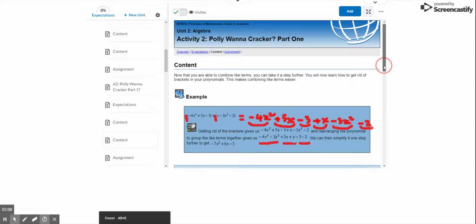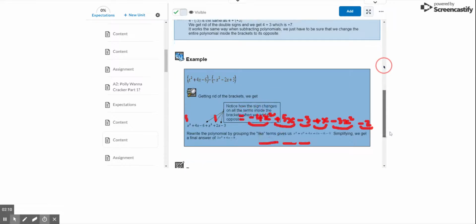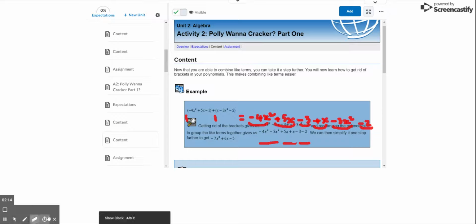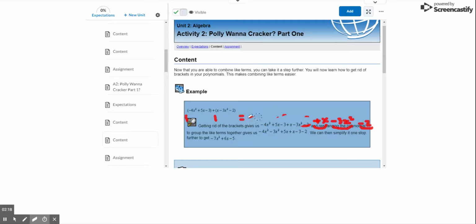Now let's look at the next example. So let me just erase the board a bit before I can get to my next example.